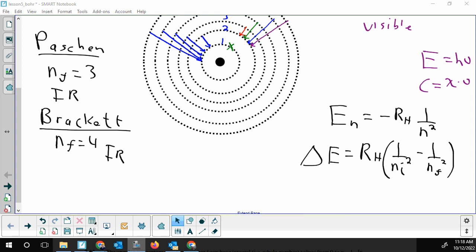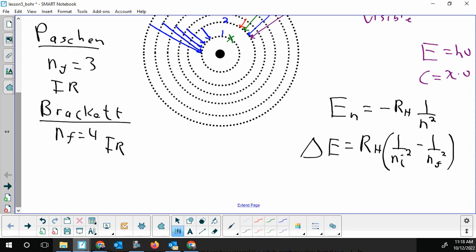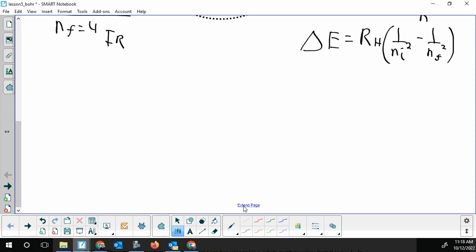Just a little comment on signs that you might get. If you get a positive change in energy, this is energy that's absorbed. So it was energy put in to drive an electron up. If you get a negative number, this is energy released. This would be the down, where absorbed is energy driving an electron up.